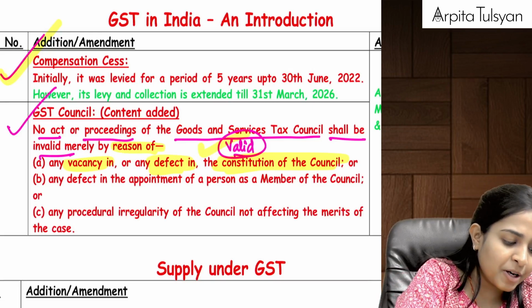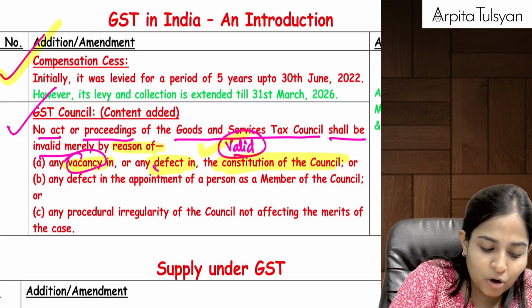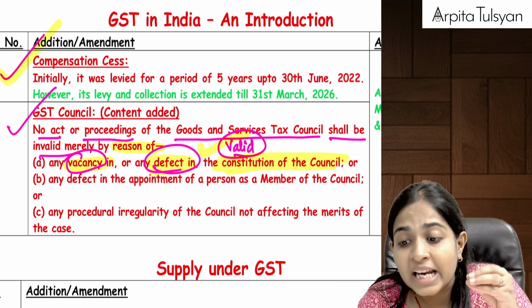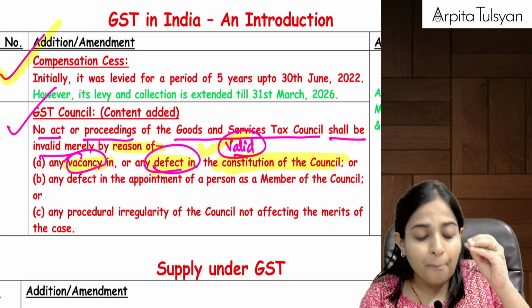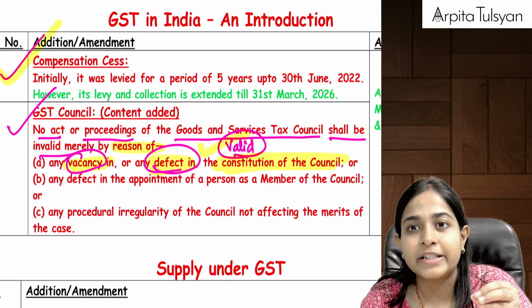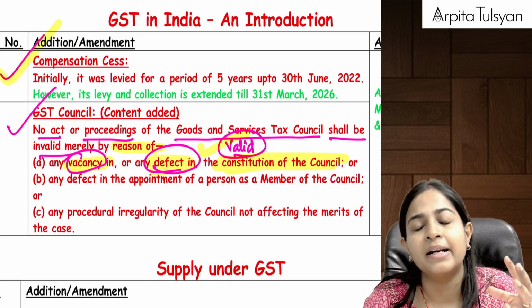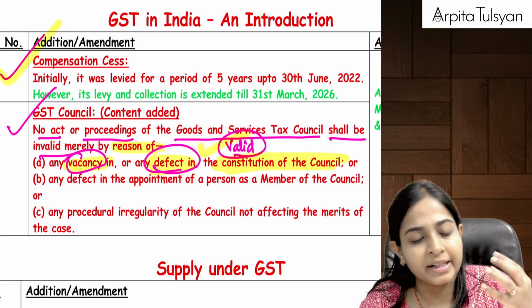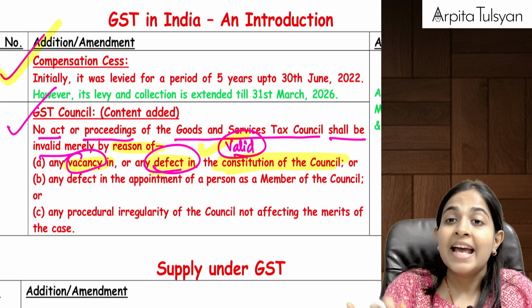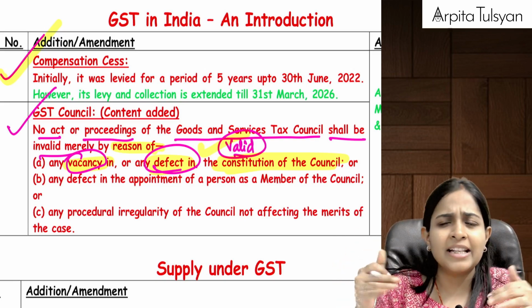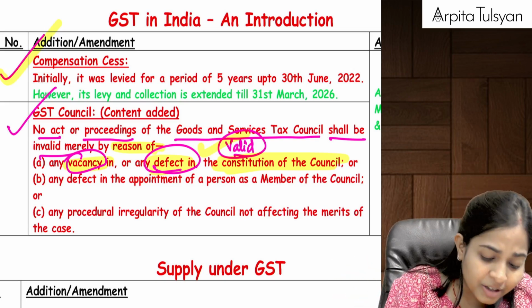Just because there is a vacancy in the GST council, or just because there was some defect in appointment of any members in the GST council, or just because there is a mistake that happened at the time of appointment of any member, that does not mean that work done by the GST council will become invalid. The other people can still continue to do the work.